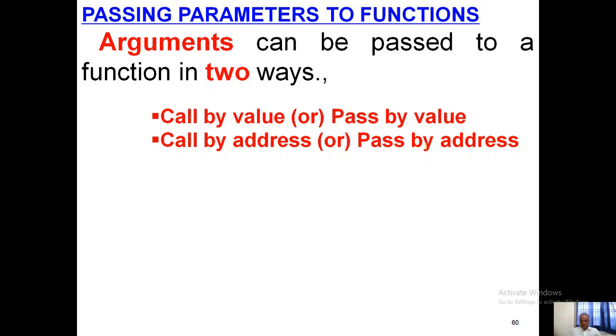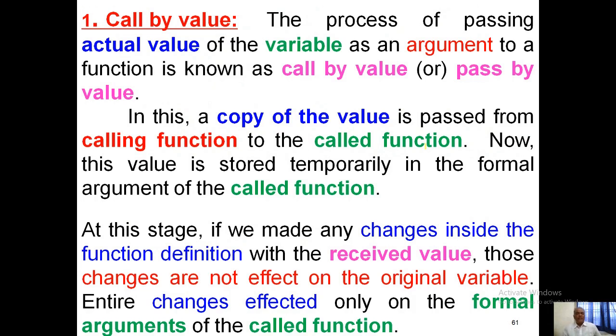How are we going to pass parameters to functions? Arguments can be passed to functions in 2 ways: call by value and call by address. Call by value is the process of passing the actual values of the variables as the parameters. Arguments passed to a function this way are known as call by value, passing actual values.